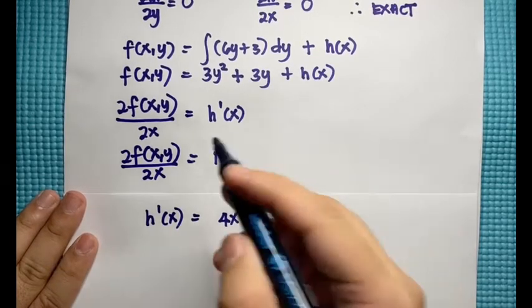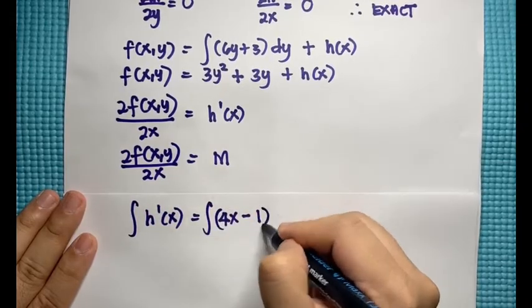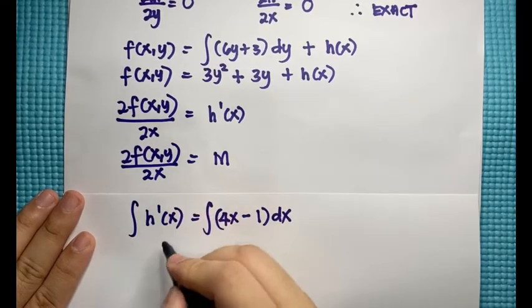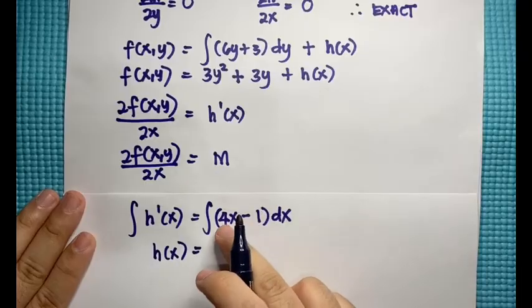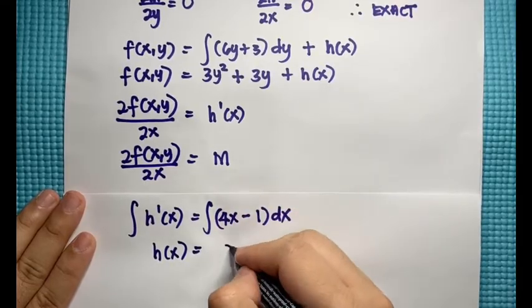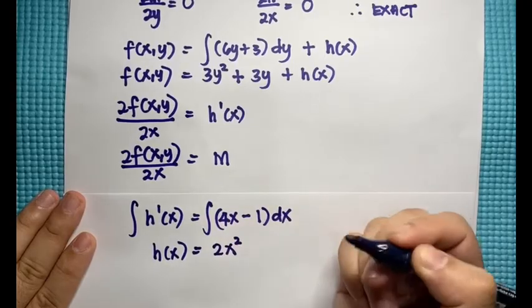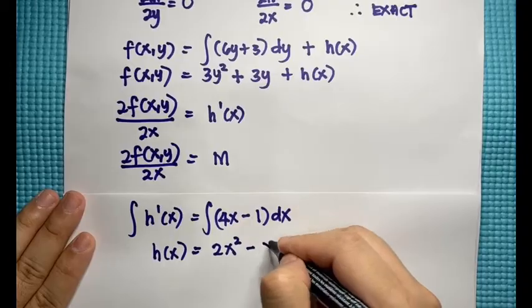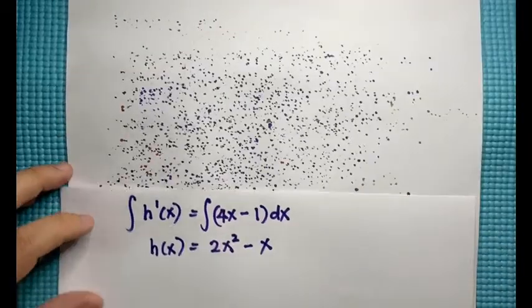And then we need to determine what h of x is. To do that, we will be integrating both sides, in this case with respect to dx. The integral of h prime of x would be h of x. Then the integral of 4x would be x squared all over 2, but 4 divided by 2 would be 2, giving us 2x squared, and then minus x. Therefore h of x is equal to 2x squared minus x.